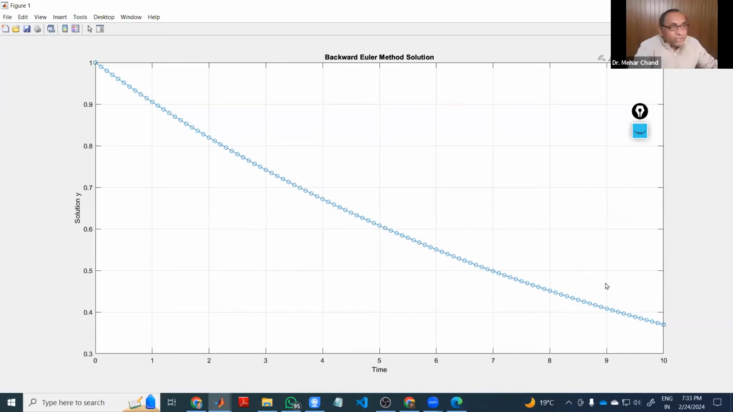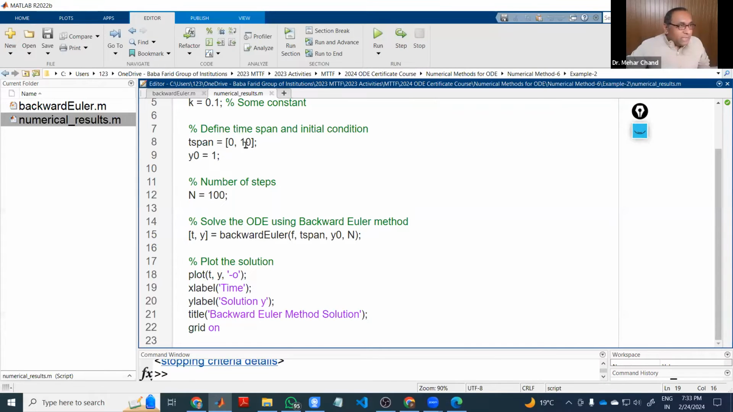So in this way you can use it, and I just now remembered that you must compare both the solutions, using this backward Euler method as well as the Euler method which we discussed in the last lecture. I did not include the comparison between these two, but you must compare and find the error, to see which method is more suitable. You must try. So this is all about the backward Euler method.